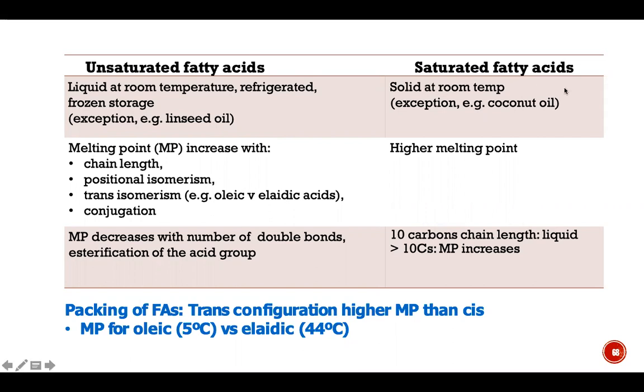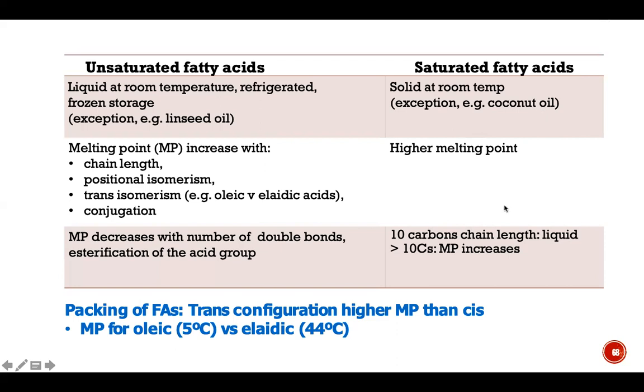For the saturated fatty acid, they are solid at room temperature. But there are exceptions, for example coconut oil. Coconut oil doesn't show as solid at room temperature. When we look at coconut oil, it is a liquid, although it is a saturated fatty acid.